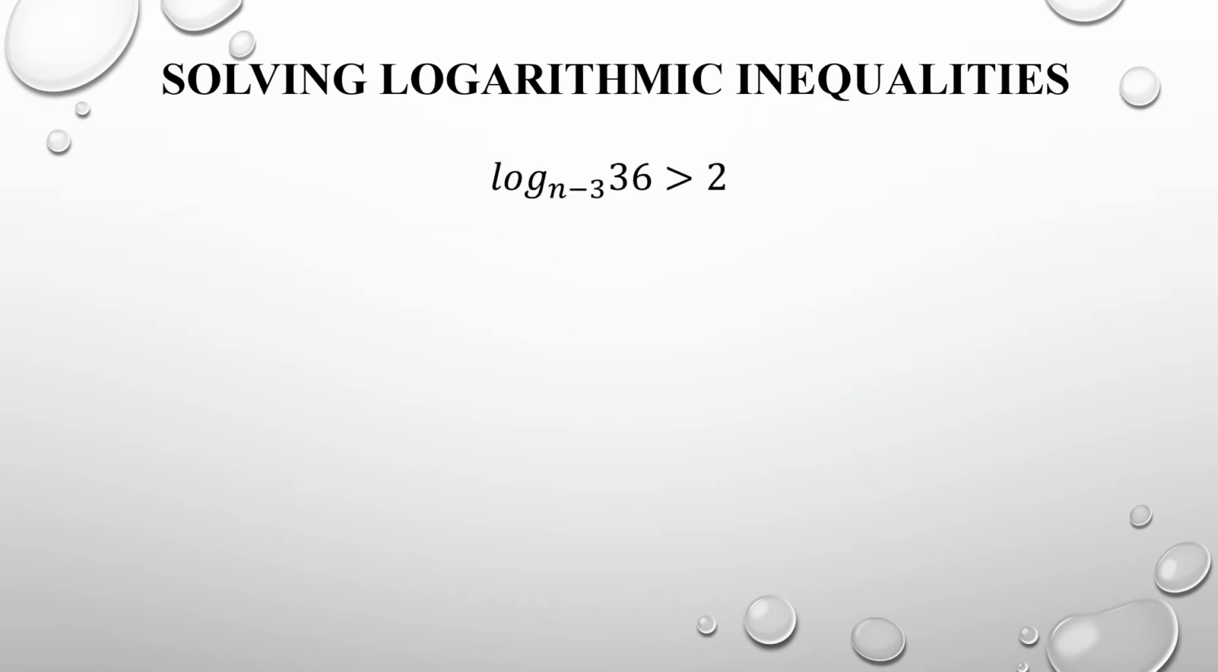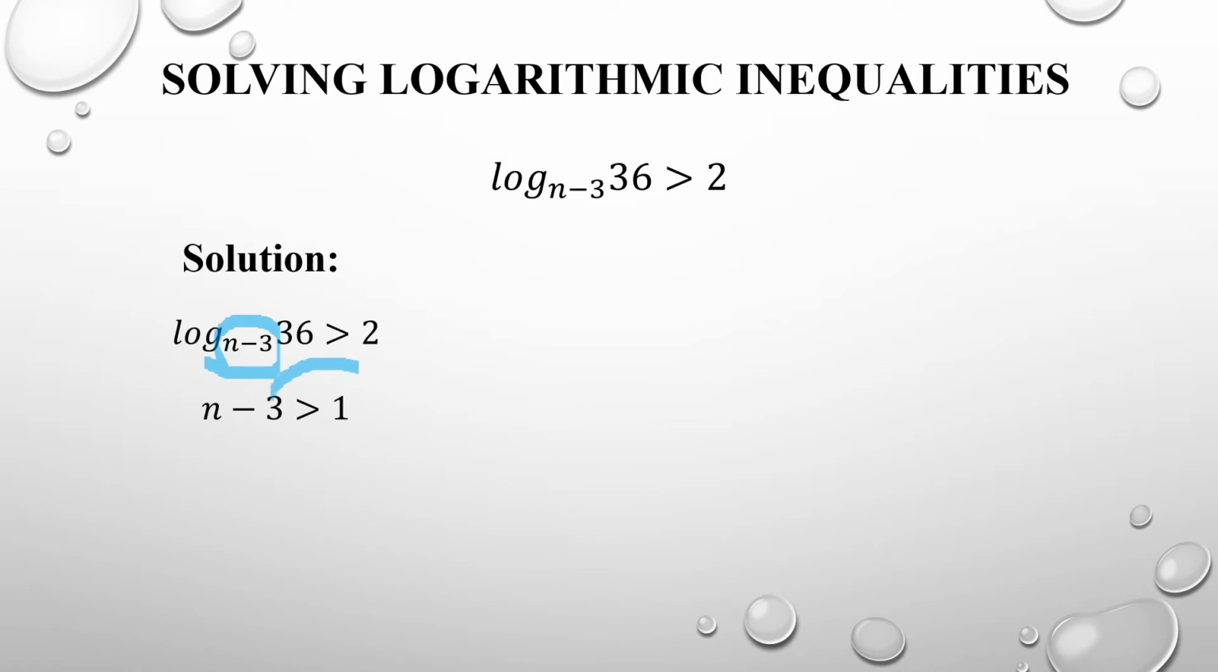Next, meron tayong logarithm of 36 to the base n minus 3 is greater than 2. So, for our solution, magkakaroon naman tayo ng condition sa ating base, which is greater than 0 but not equal to 1. So, let's have n minus 3 is greater than 1. Then, combine lang natin yung magkakaparehang term. Magkakaroon tayo ng n is greater than 1 plus 3. Therefore, we have n is greater than 4.